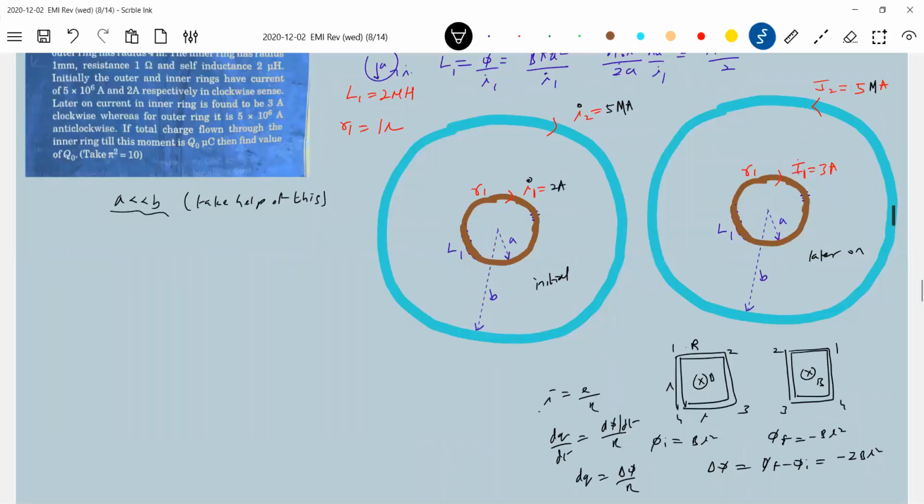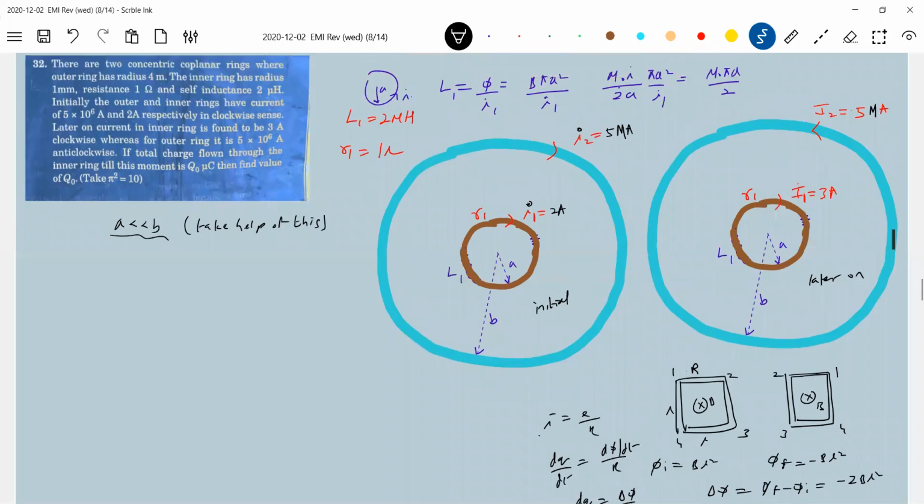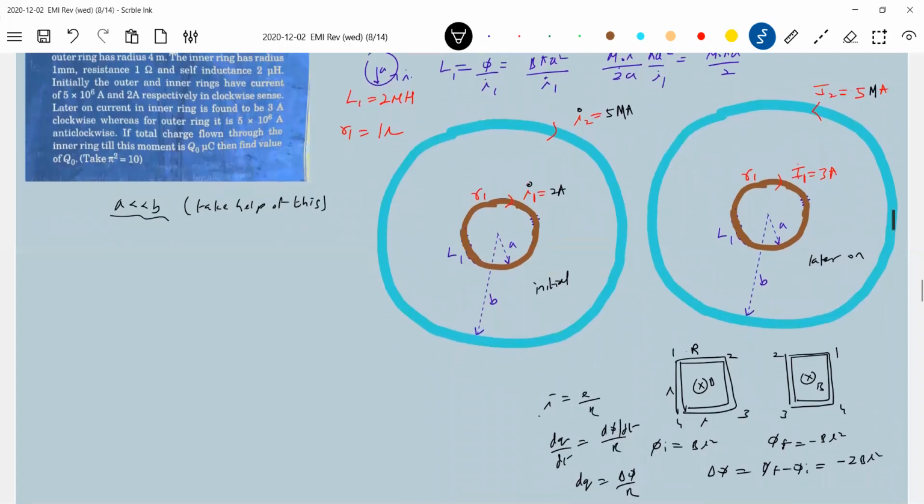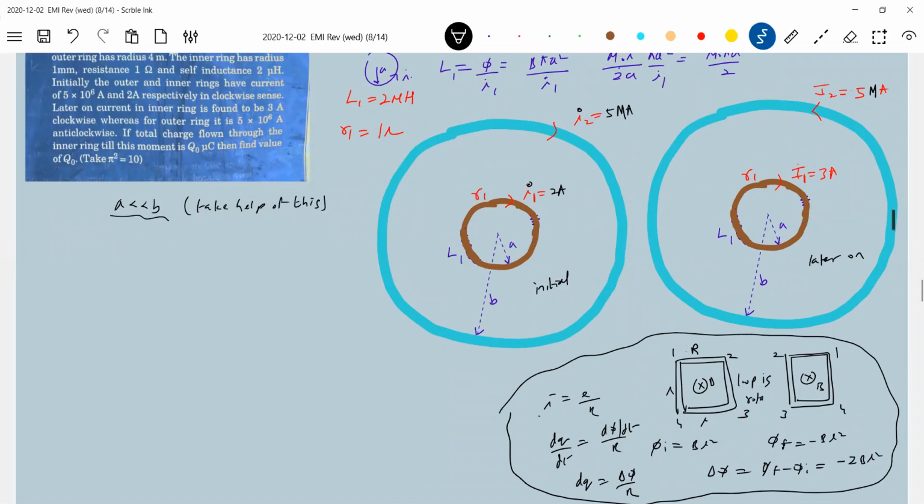Shall we bring a similar thing here? I'm not rotating the loop, but I'm changing the current. This is the rotating loop idea, where the loop is rotated by 180 degrees. I think everyone knows this. It's a very, very silly problem.